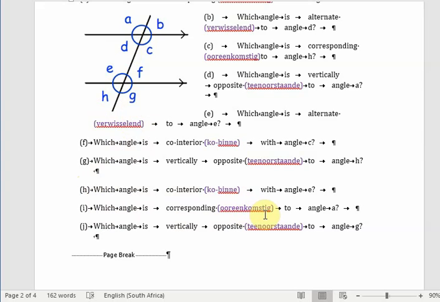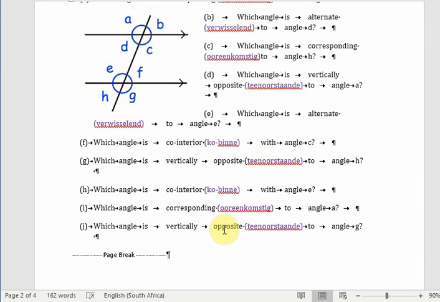Which angle is corresponding to A? Watter een is ooreenkomstig met A? Ooreenkomstig beteken weer eens, ons kan 'n F maak. So daar is ons F en dan sal op dieselfde plek. So bo die lyn, links van die lyn, E en A. A and E are corresponding angles.